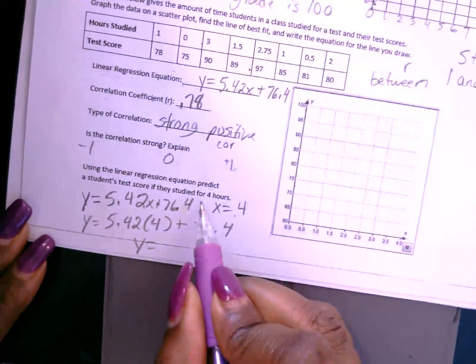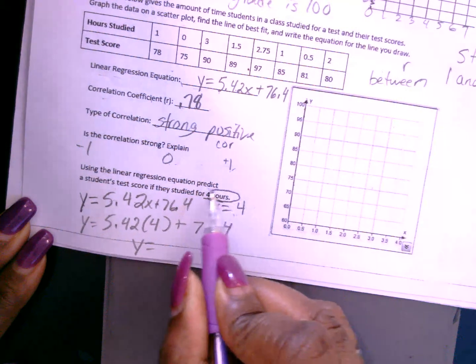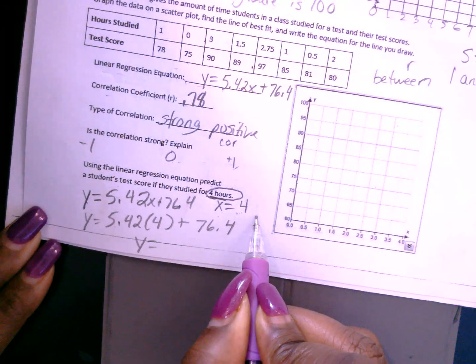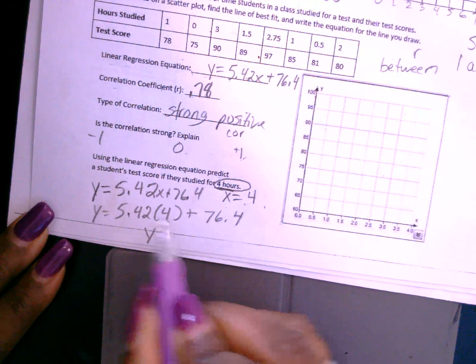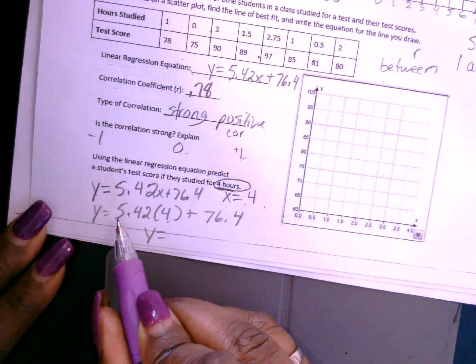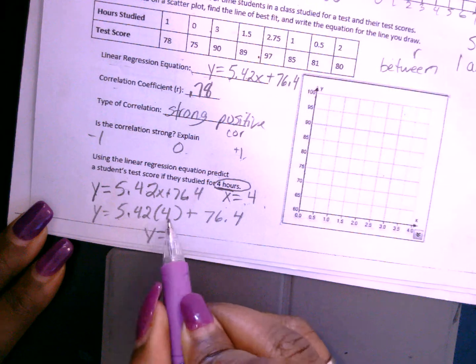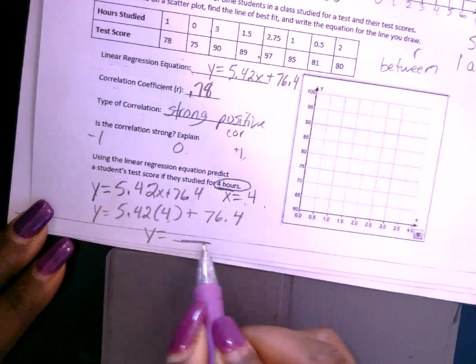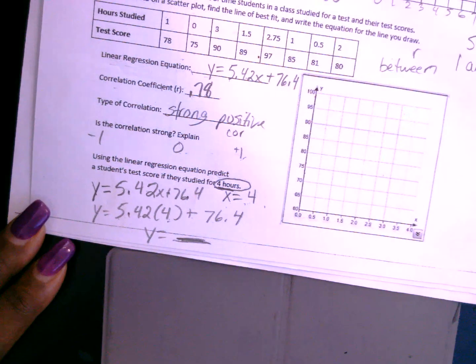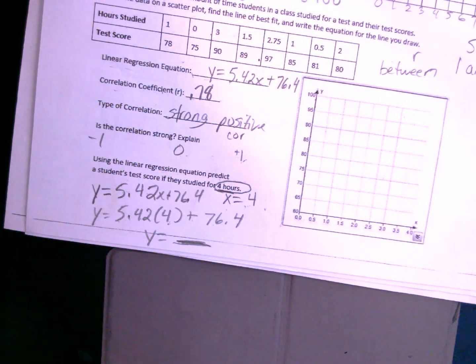The question at the end says you're going to make a prediction if you studied for 4 hours. So that means x is equal to 4. So you're going to plug 4 into the equation and then solve this. You can multiply 5.42 times 4 plus 76.4 and see what you get for y. That's your prediction. You got it? Okay. You can go ahead and do that and see what you get.